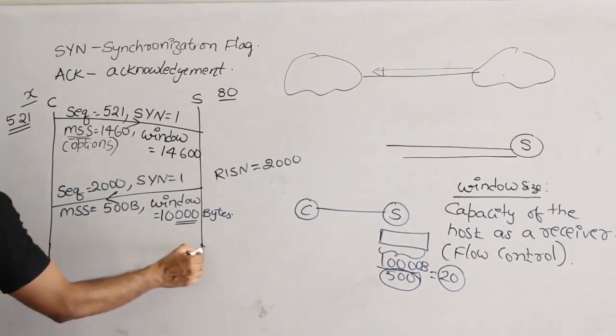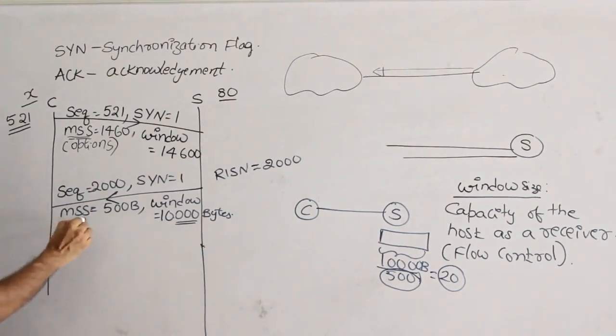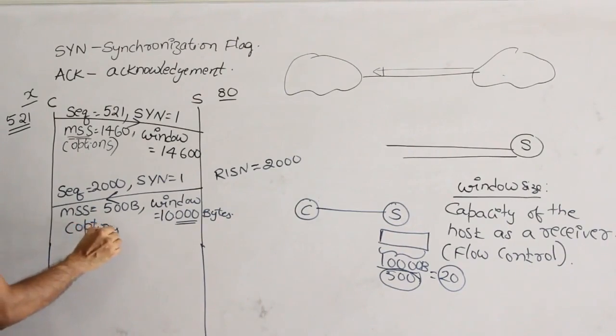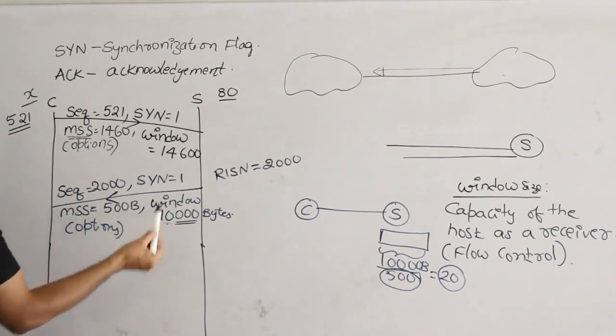Now where is this MSS set? Again in options only, there is no facility in the header. And where is this one? It is in the header, right?